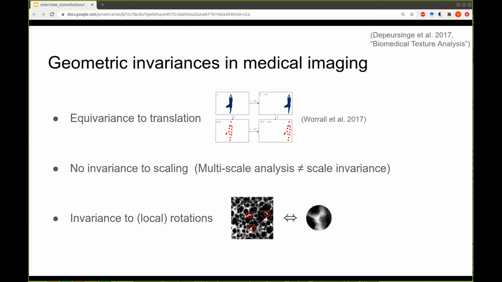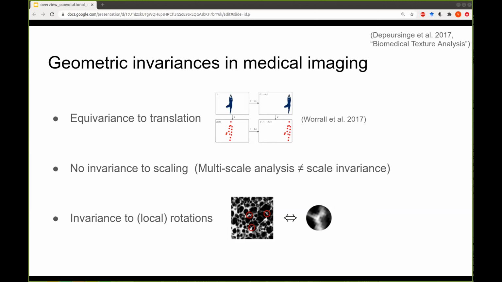So that's it for the pipeline. I will now briefly talk about invariances, an important point for the analysis of medical images. In medical imaging, the acquisition is particular as compared to other applications like natural images, and the type of invariances we want from the feature extraction is specific.